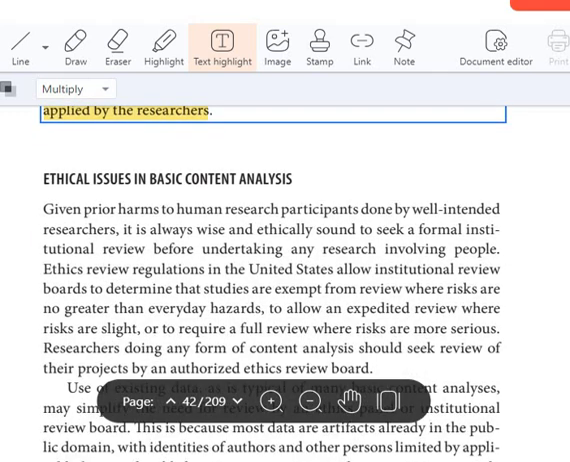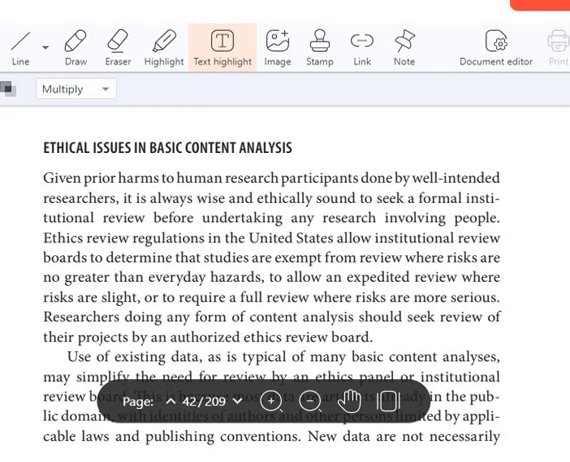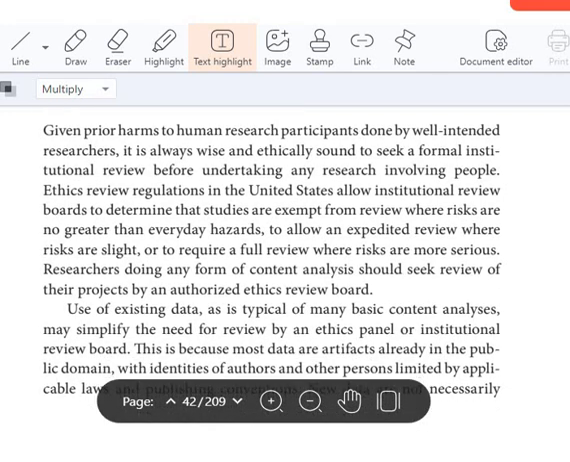Let's go now to the ethical issues in basic content analysis. What do we mean by the ethical issue here? We're talking about the IRB. What is the IRB? It is the approval of the participants of the research concerned. So we always have participants, and those participants should approve their participation in such research. That's why it is important to keep this ethical point in mind.